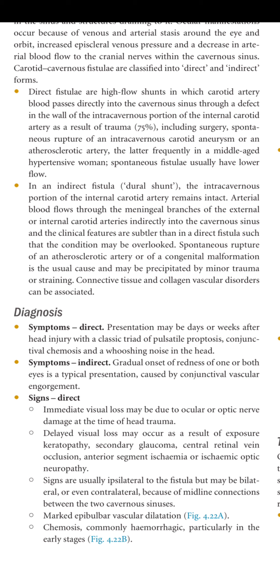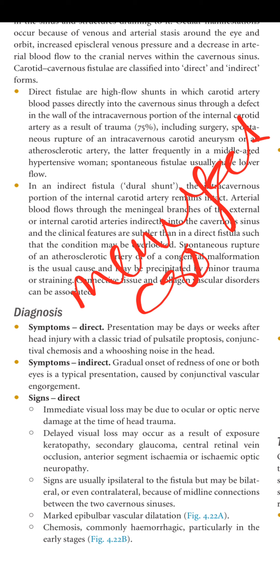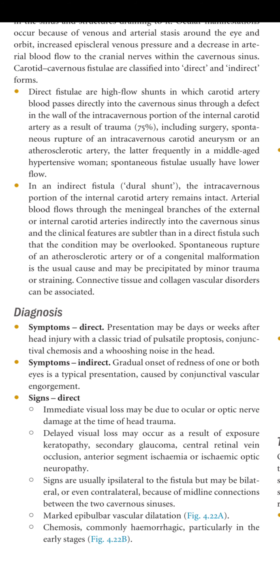So, in a case of indirect fistula, basically there are meningeal branches which cause the connection between the carotid artery and the cavernous sinus, and due to this it is usually subtler. And one thing is that it usually occurs in a case of a congenital malformation.